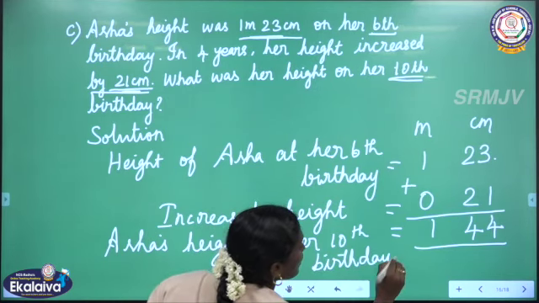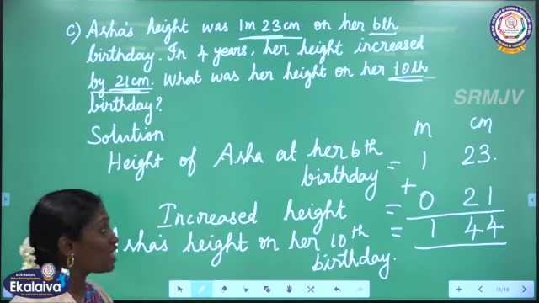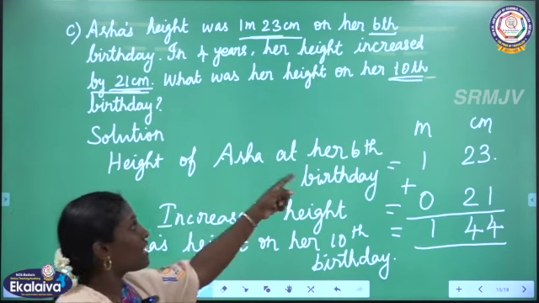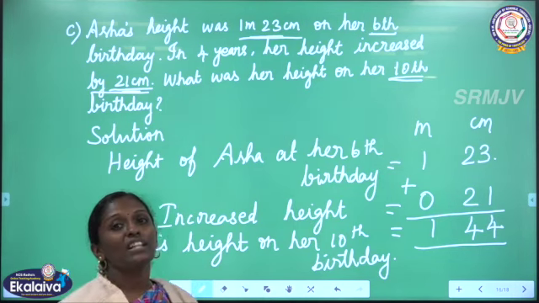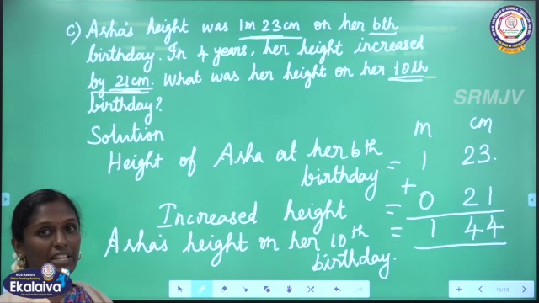Is it clear, children? To find her height on 10th birthday, we are adding the height at her 6th birthday and increased height. Then we will get the height on her 10th birthday. Is it clear?